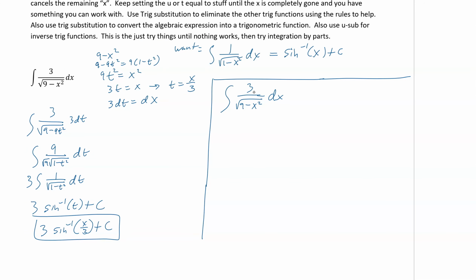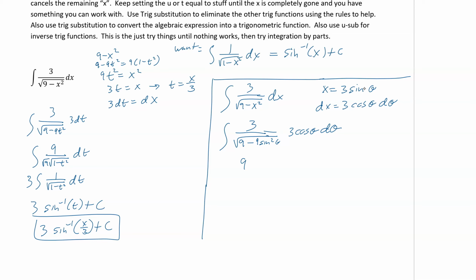So we know that we need to have our x equal to 3 sine theta, because we want this to be 9 minus 9 sine squared theta, so we can convert that into a 3 cosine. So that means dx is equal to 3 cosine theta d theta. And again, it's a good substitution because everything disappears. That's what we were looking for. 9 minus 9 sine squared theta. And then dx is 3 cosine theta d theta.